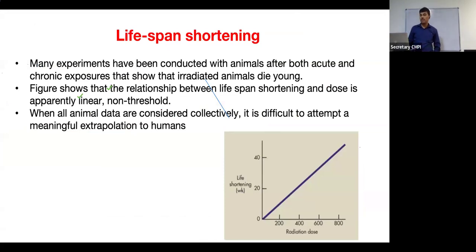Another effect of radiation is lifespan shortening. Probably we may not bother much about that. Many experiments have been conducted with animals after both acute and chronic exposure, and they show that irradiated animals die young. The figure shows that the relation to lifespan is also non-threshold and linear. For human beings, again, we don't have data, but we are just extrapolating to human beings, that's all.